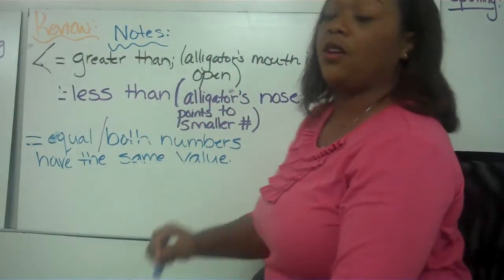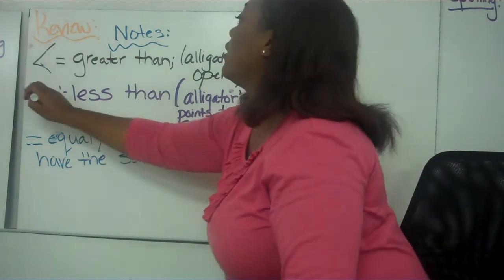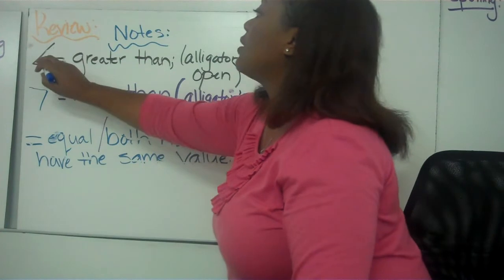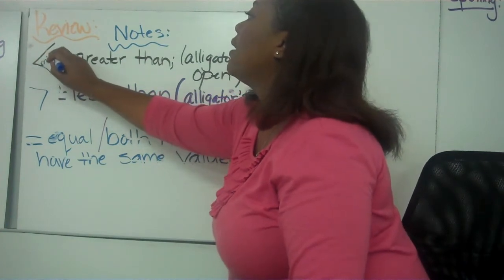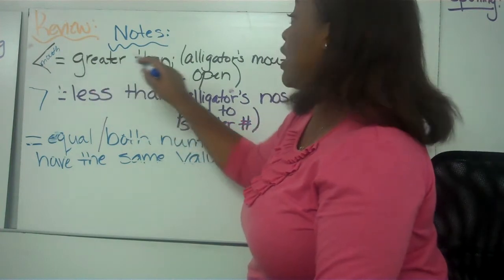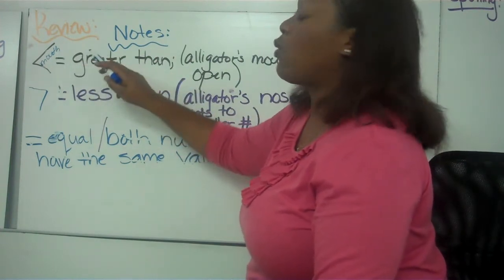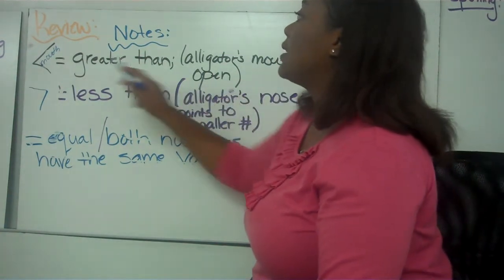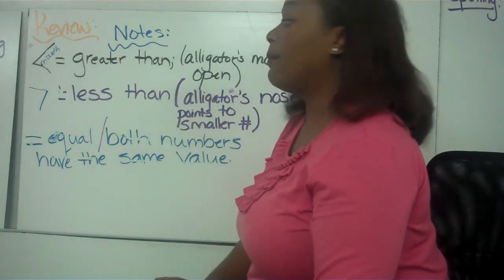Now let's do a little review. Remember in second grade that you remembered these symbols. When the alligator's mouth is open and it's pointing to the greater number, that means greater than. That means the number is greater than the other number. So if the alligator's mouth is open, the number that it's open to, that's the bigger number.